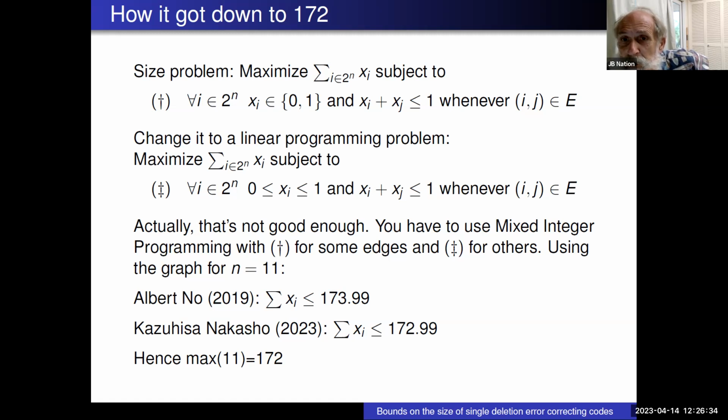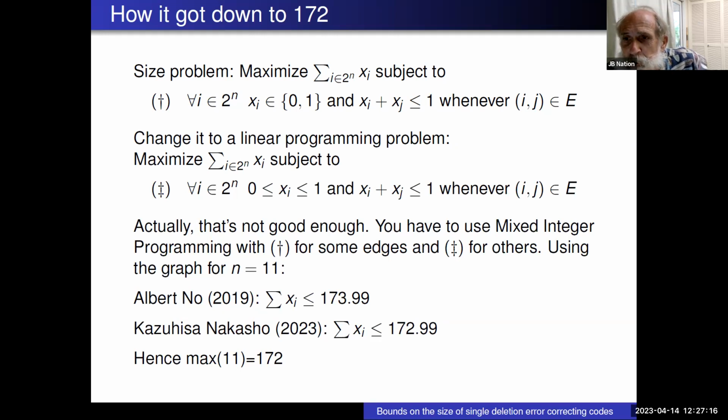And then you want to maximize it. Instead of requiring x_j to be either 0 or 1, just require it to be between 0 and 1. And still the condition x_i plus x_j at most 1, and that's strictly linear programming. And so you solve it, for example, for n equals 11, and you get a maximum of about 175. And you can actually refine that down to about 174. You're still stuck because you want 172.